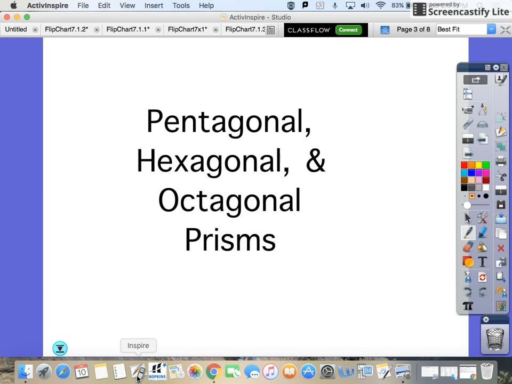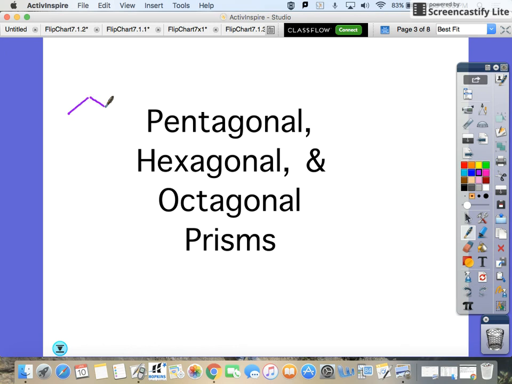This is a lesson on pentagonal, hexagonal, and octagonal prisms. Basically, it's just prisms that are made from shapes with many different bases with many sides. They all follow the same formulas, really, but the bases all just look a little bit different.